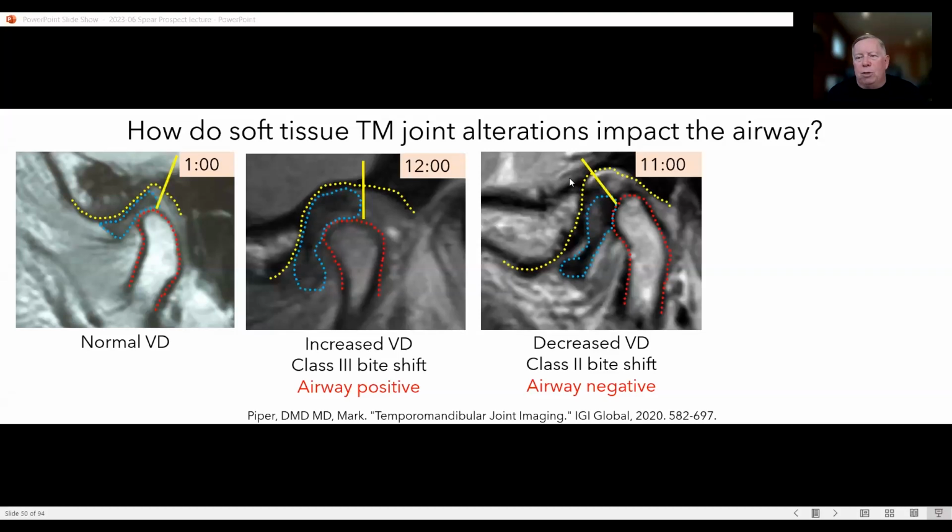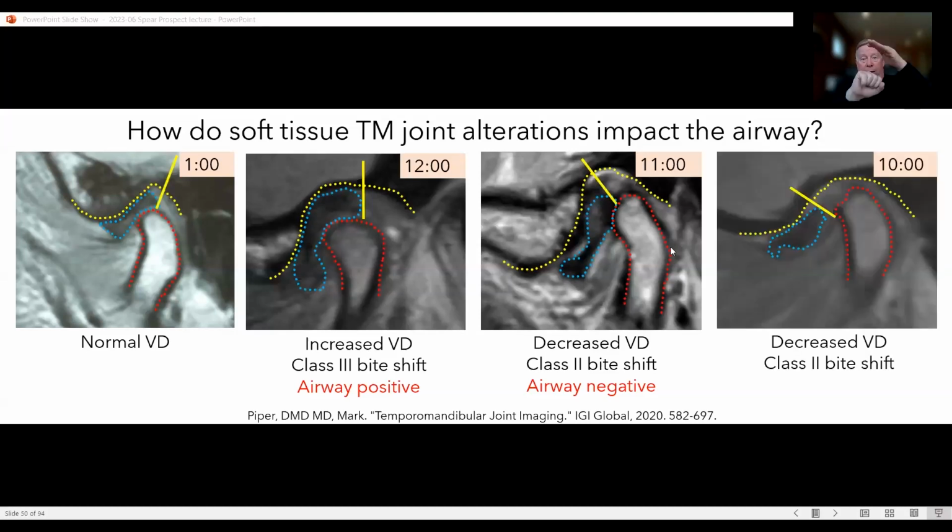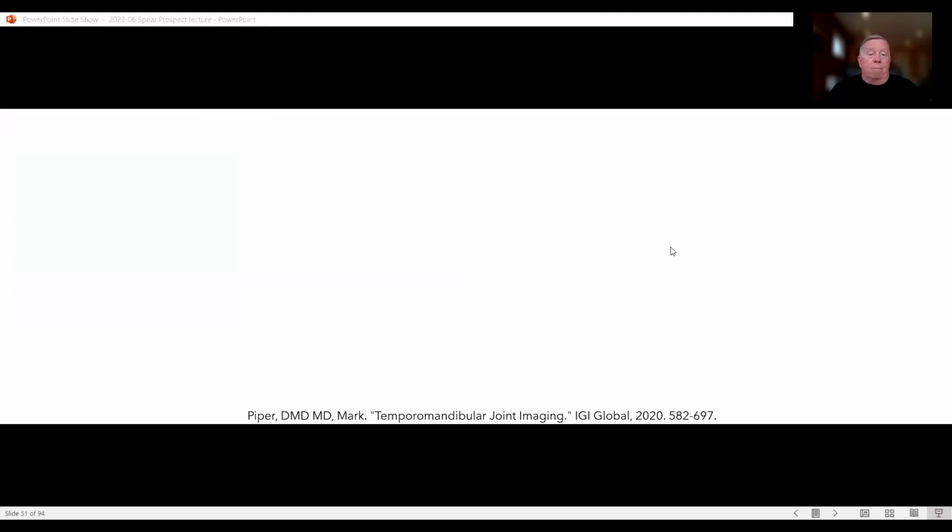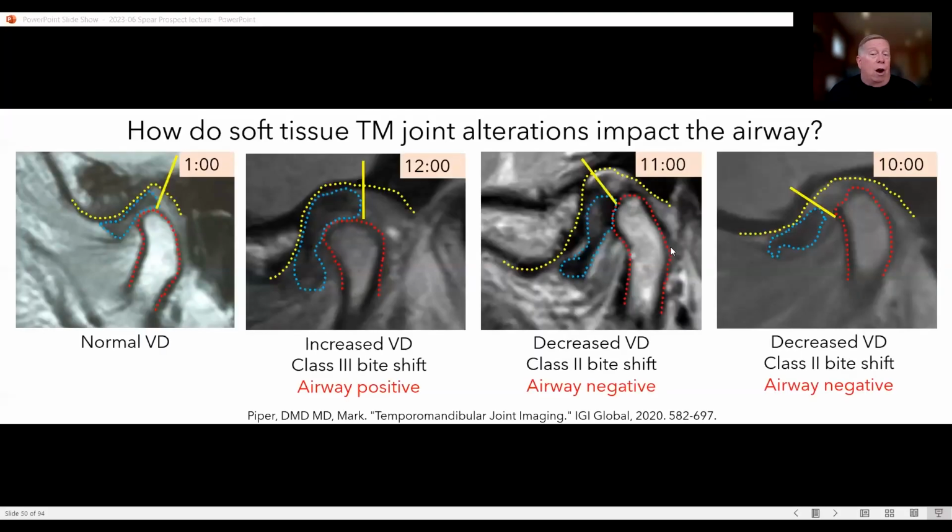Same thing happens with the 10 o'clock disc, where now the condyle is almost bone against bone, another class 2 bite shift, and another airway negative bite shift. Now, the clinical reality is there's more 10 and 11s than there are 12s. So most of the time, if we have a disc that's displaced, it has a negative impact on the airway.